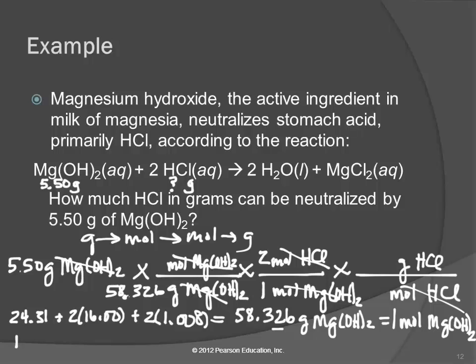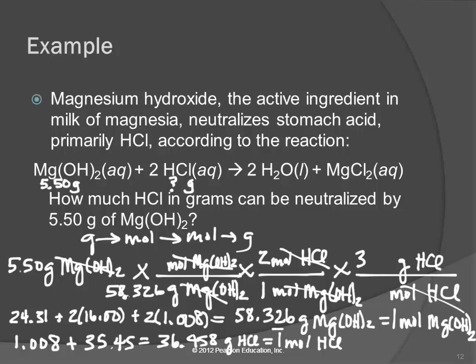Okay, so then HCl: 1.008 plus 35.45. So that's what? 36.458. Grams of HCl is equal to 1 mole of HCl. So that comes over here, 36.458.